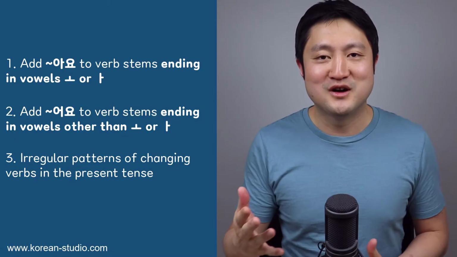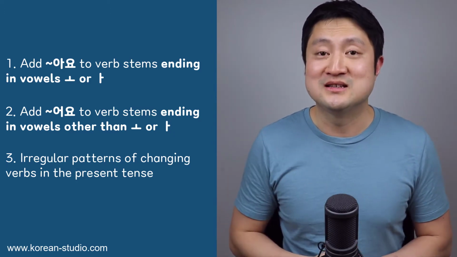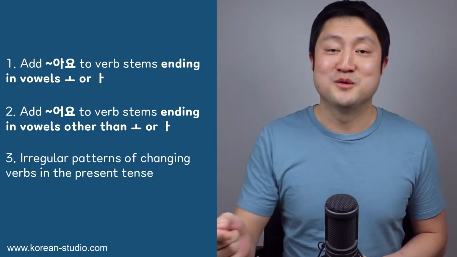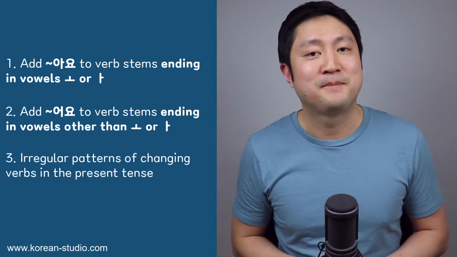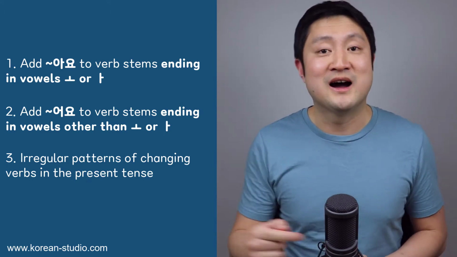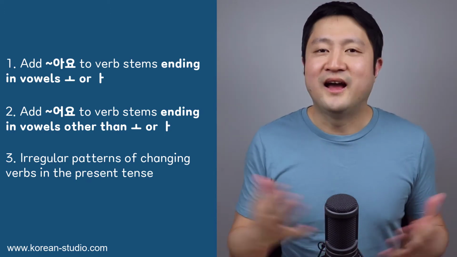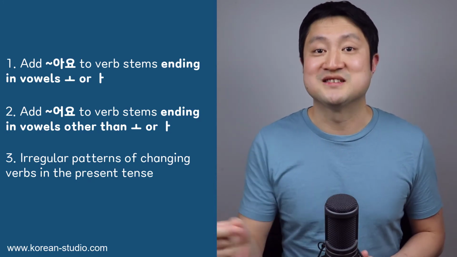Okay, so that's a lot of information to take in, I'm sure, but just to summarize what we went over, we first looked at how we add 아요 to verb stems. And the key thing to note is that if we add 아요 to a verb stem, then the verb stem must end in the vowels 오 or 아. However, if the verb stem ends in vowels other than 오 or 아, then we add 어요. And then we looked at various irregular patterns of changing Korean verbs into present tense.